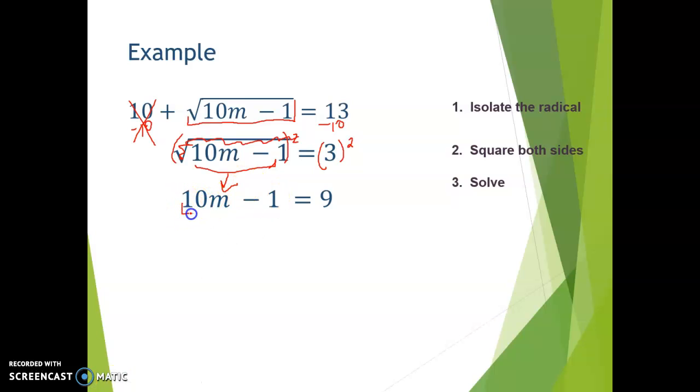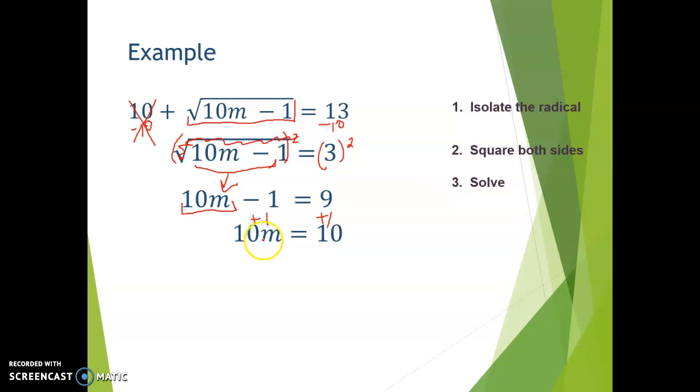We want to get the variable term by itself. And right now it has a negative 1 with it. The way that we get rid of a negative 1 is with a positive 1. So we'll put a positive 1 on the left, but whatever we do to the left, we have to do to the right. That leaves us with 10m equals 10.